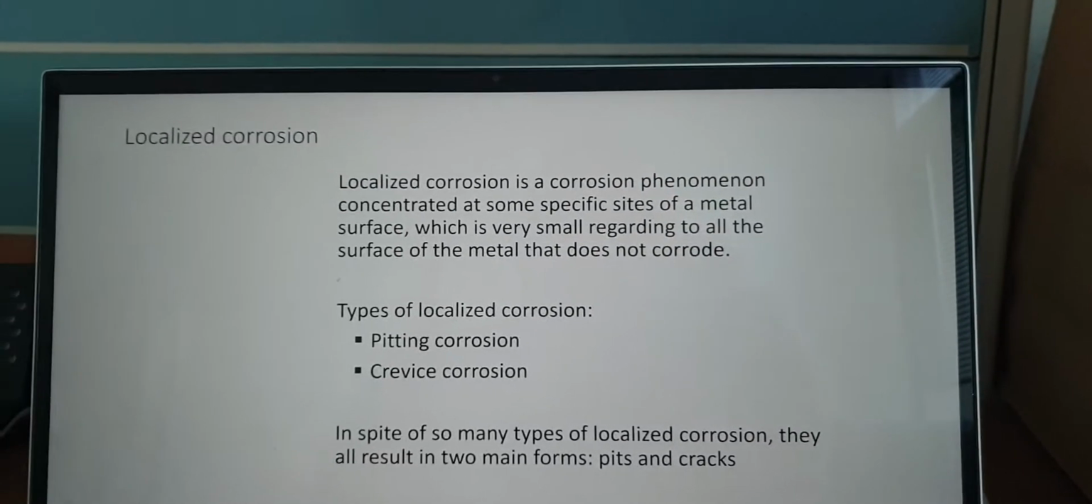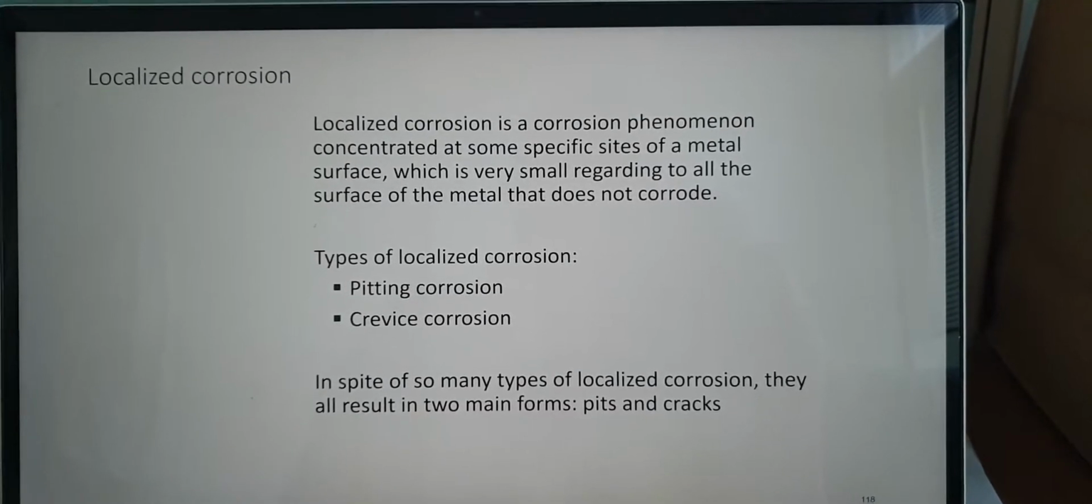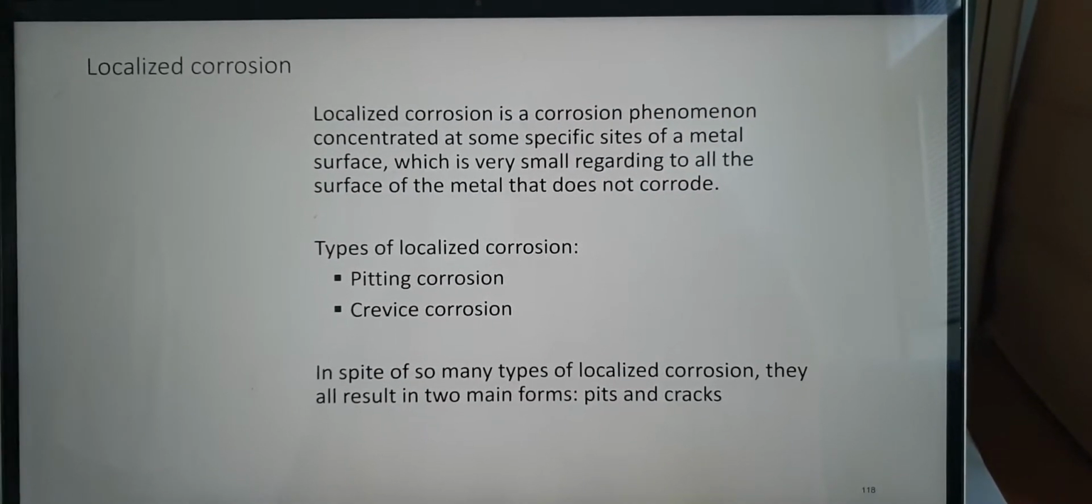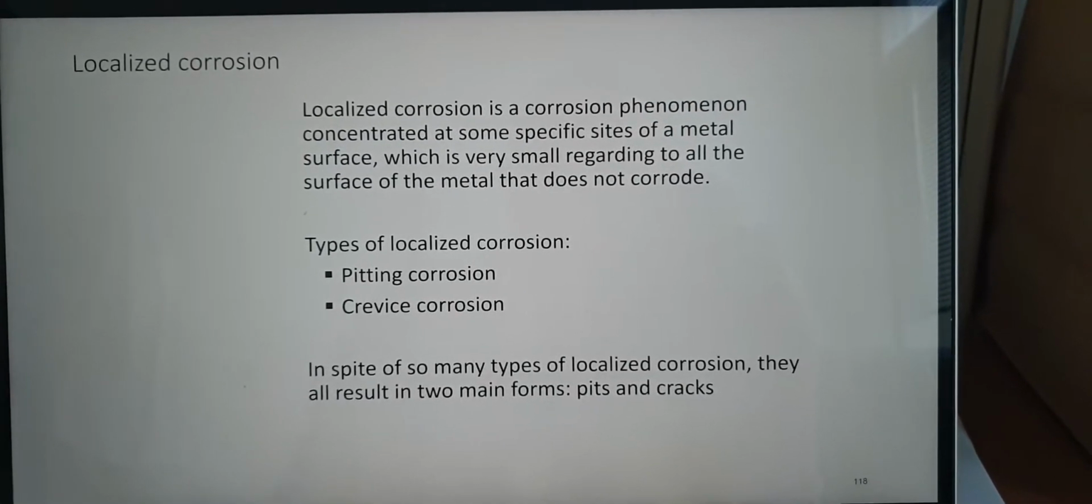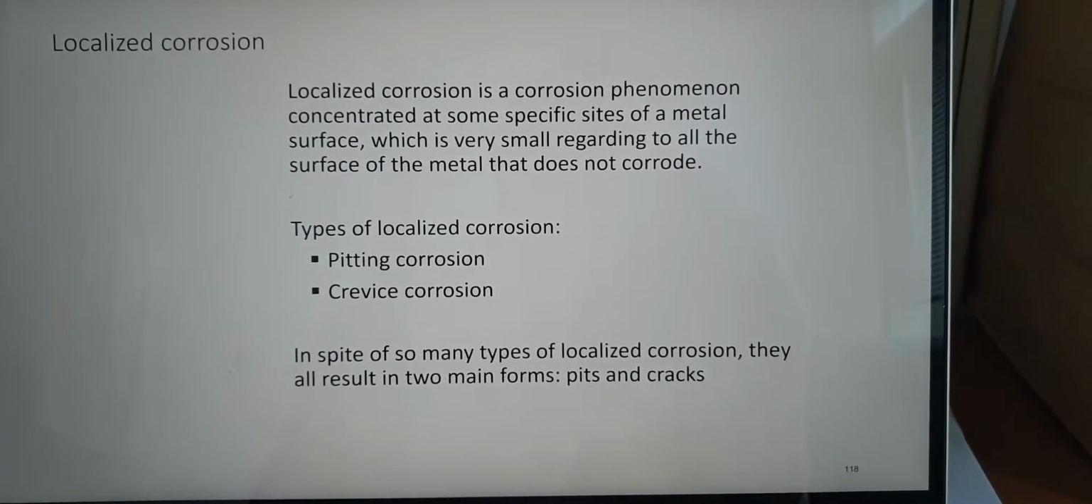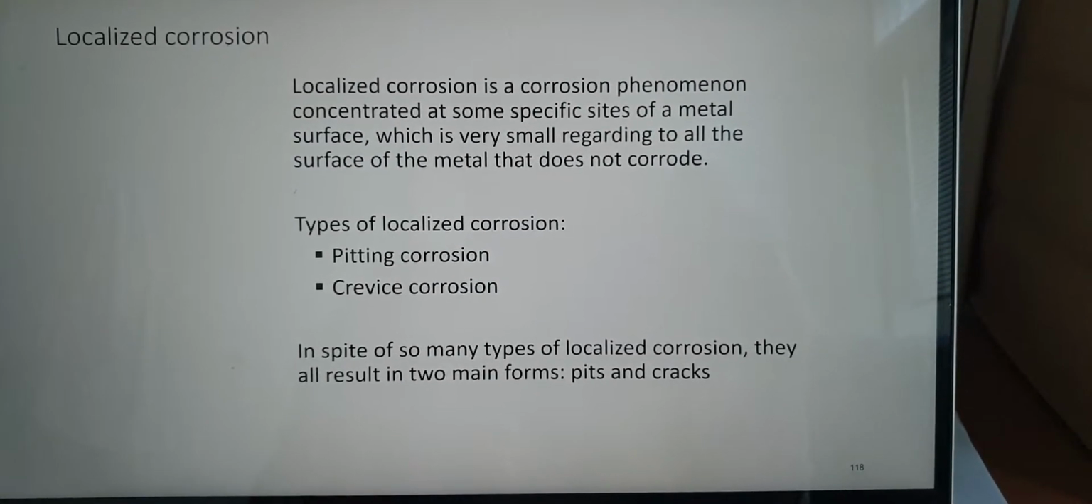The other type of corrosion is localized corrosion. Localized corrosion is a corrosion phenomenon concentrated at some specific sites of a metal surface, which is very small with regard to the whole surface of the metal that does not corrode. So it's the pitting and the crevice corrosion.